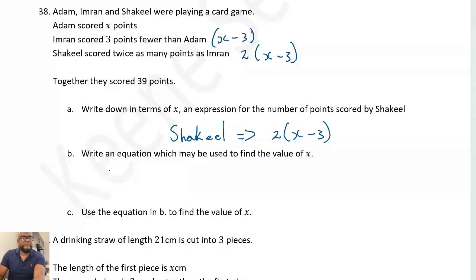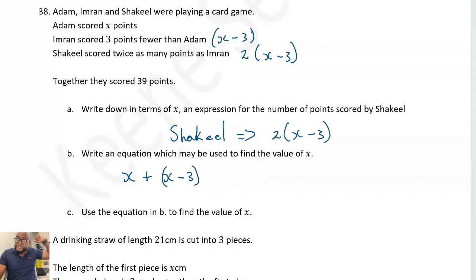So we write an equation which might be used to find the value of X. What information did they give us above here? You see where they said together they scored. Together means we add everybody's scores, right? So we start with Adam. How much did Adam get? Plus, how much did Imran get?